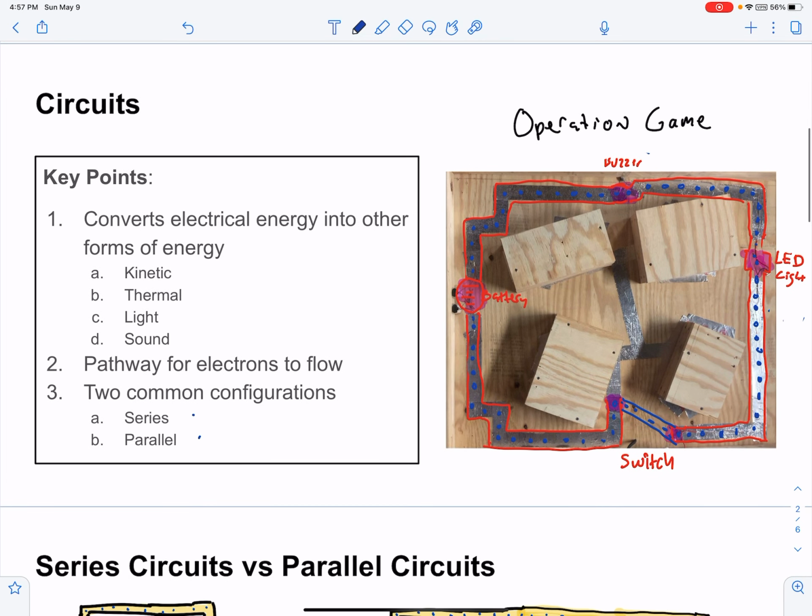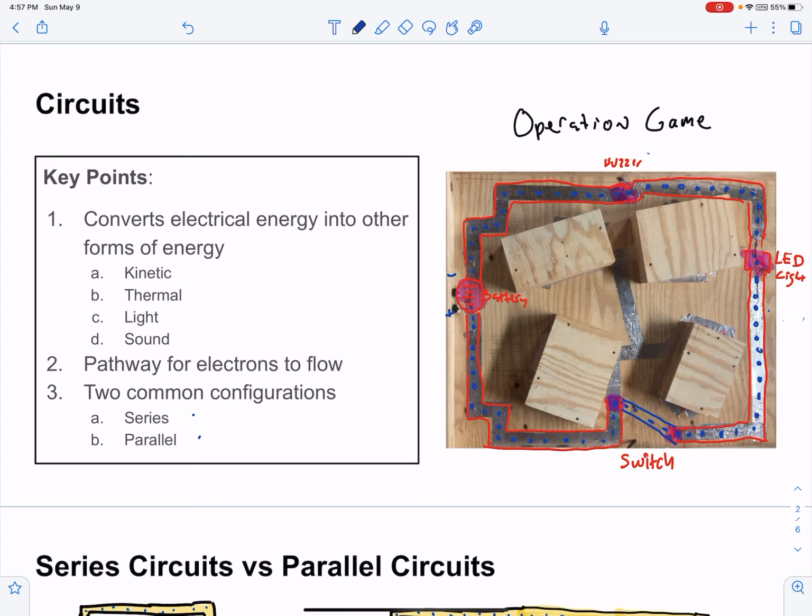Alright, so as a quick recap, what are circuits? Circuits are devices that convert electrical energy into other forms of energy. They're loops of metal, typically, that provide a path from the negative terminal of a battery to the positive terminal, or as we'd prefer to say, high concentration of electrons, high voltage, to low voltage, low concentration.